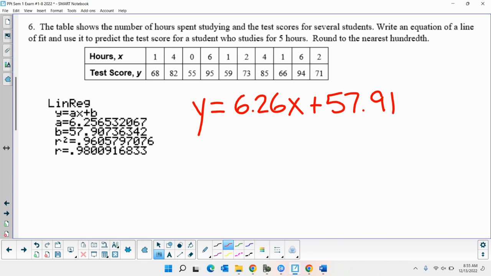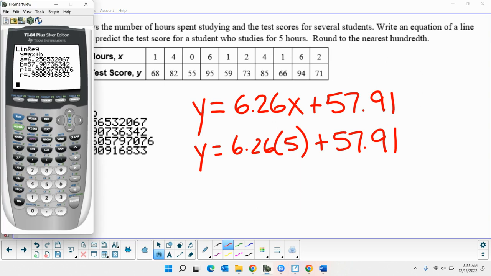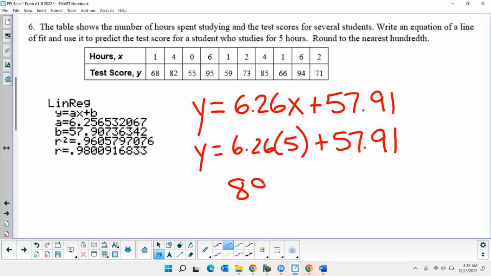And then it says use it to predict the test score for a student who studies for 5 hours. So we're going to put 5 in place of the x. 6.26 times 5 plus 57.91. So that person is going to get probably an 89% if they study for 5 hours, according to the table. It said round to hundredths, so 89.21.